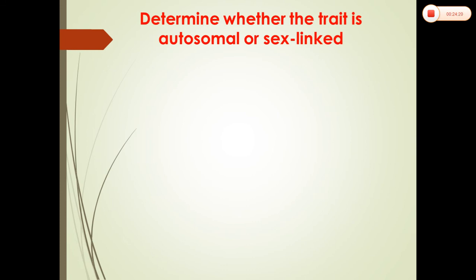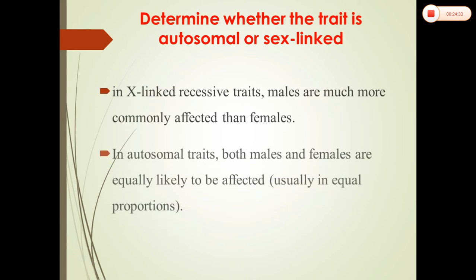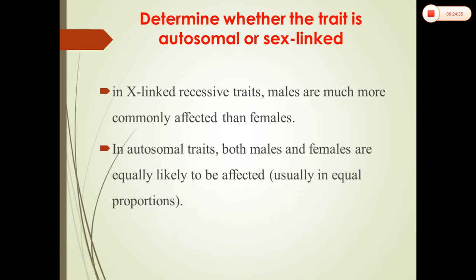Once we identify that the trait is dominant or recessive, then we will see whether the trait is autosomal or sex linked. Now how to identify whether it is autosomal or sex linked? Very easy. Most of the time sex linked genes are X linked genes, because most of the genes are located on the non-homologous part of the X chromosome. So in X-linked recessive traits, males are much more affected than females.